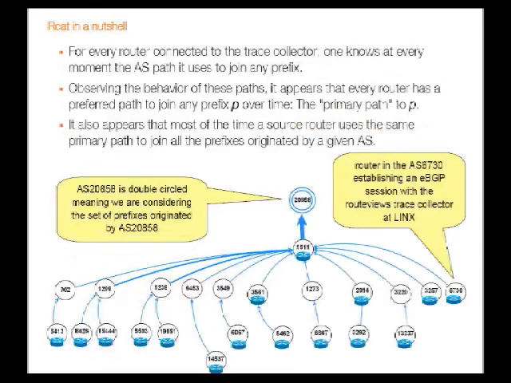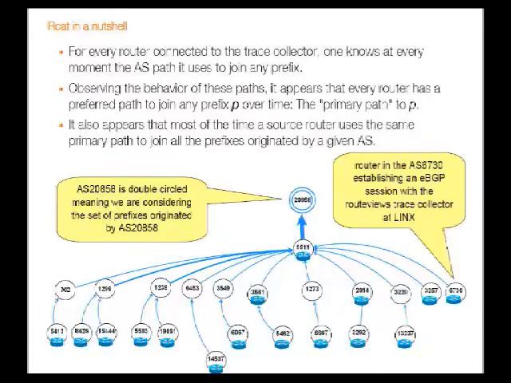Okay, so first, a few principles. For every router connected to the route collector, you know at every moment the AS path they use to reach every prefix. And when you observe the behavior of this path, it appears that every router has a preferred path over time to reach any prefix P. This is what we're going to call the primary path of R to P. By a preferred path, I mean the most used path when you watch the dynamics, used over hours, days, and weeks.